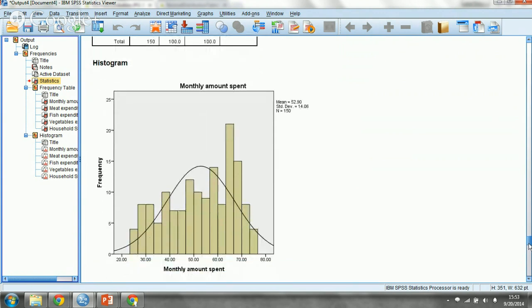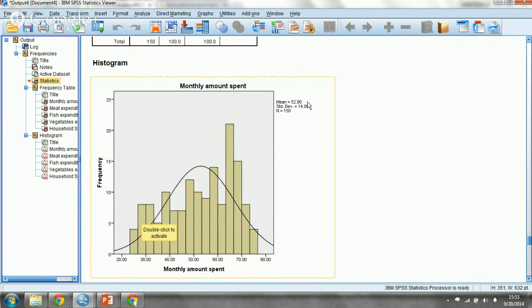Now, as I mentioned, the way we analyze this allows for a histogram, and a histogram shows us the normal distribution, which is this curve, along with the frequency count of the monthly amount spent. So you can see that there is a very high frequency around what looks like $65-ish, roughly.